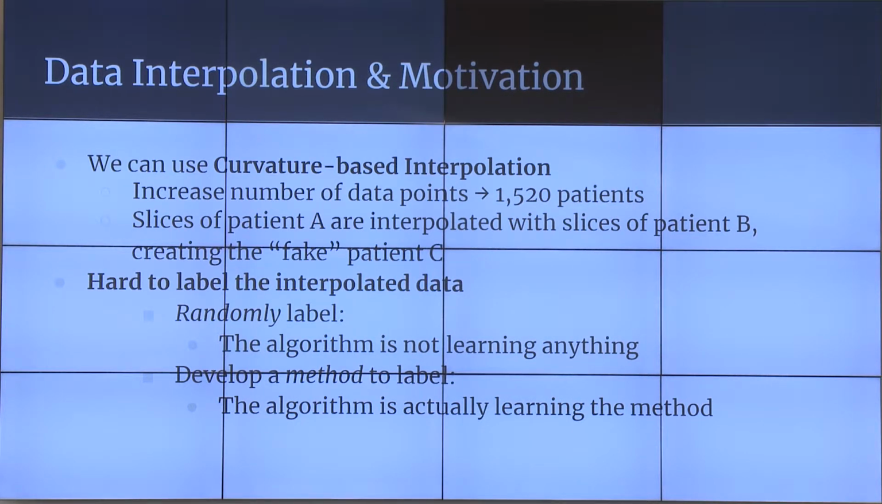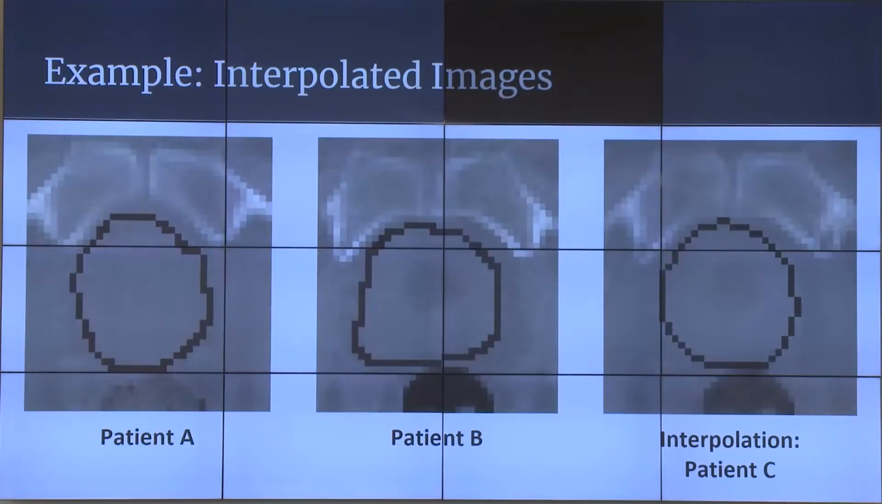So it is very hard to label interpolated data in our context, and if we were to randomly label them, the algorithm wouldn't have learned anything. While if we did develop a method for it, then our model would just be learning the method that we used. Now here is an example of the interpolated images.